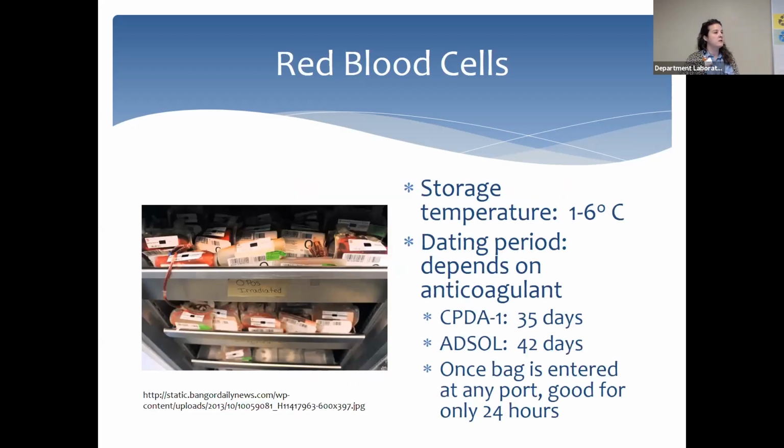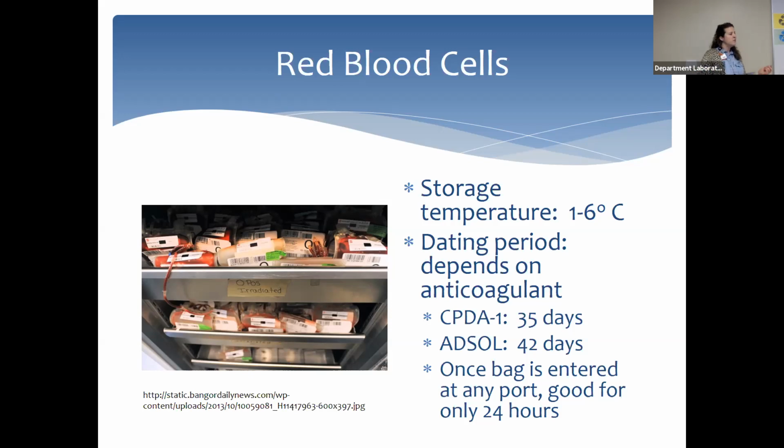So red cells are still kept at 1 to 6 degrees Celsius, so this is refrigerated. Your expiration date is still dependent on anticoagulant and preservatives. If you have added CPDA, your expiration time is 35 days. If Adsol has been added, then your expiration time is 42 days. So the expiration date of whole blood and red cells is dependent upon what anticoagulant is in that unit and if preservatives have been added to the red cells.